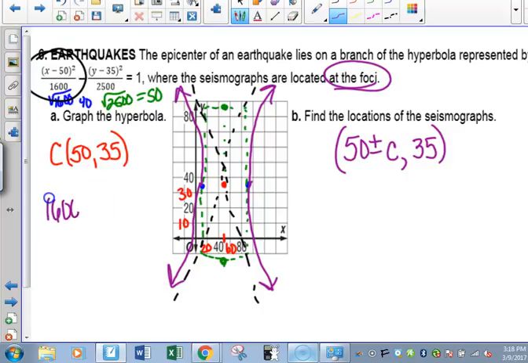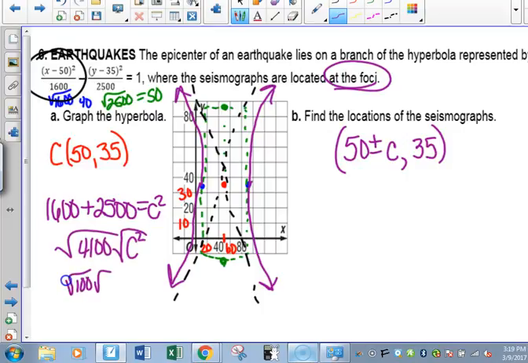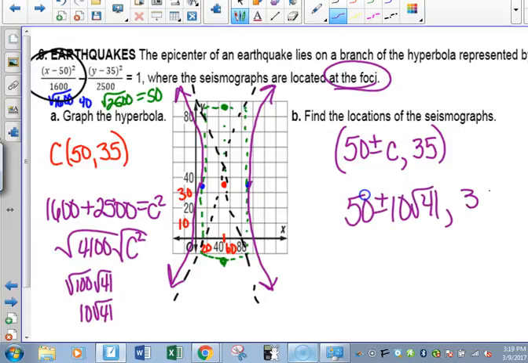A squared was 1600, B squared was 2500. So C squared, 4100 square rooted. Okay, that actually is 100 times 41, so we'd have what? Okay, so 50 plus or minus 10 square roots of 41. Can we call it a day? Okay, just kidding. We're not done. We got to talk about eccentricity, but we finished that question.